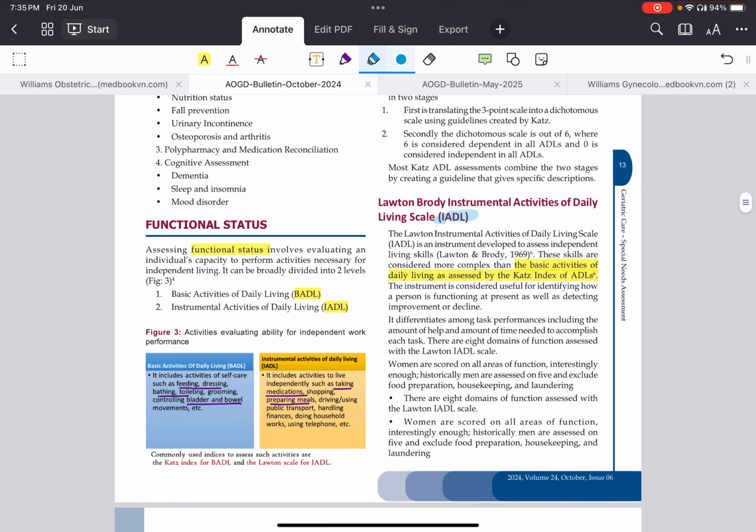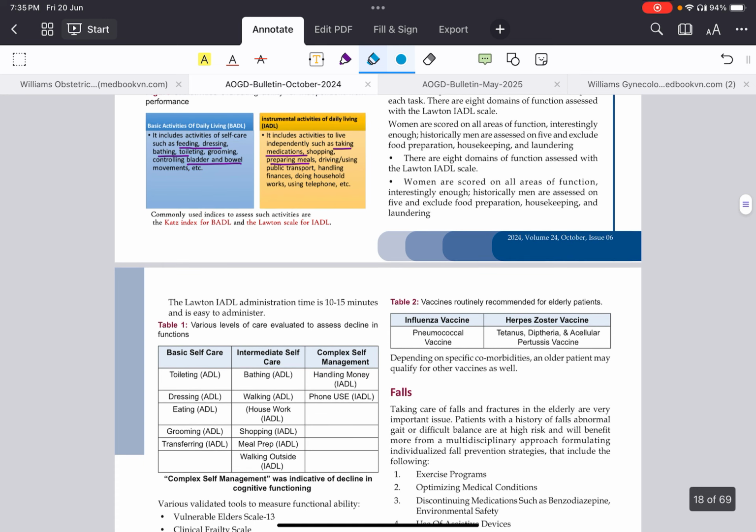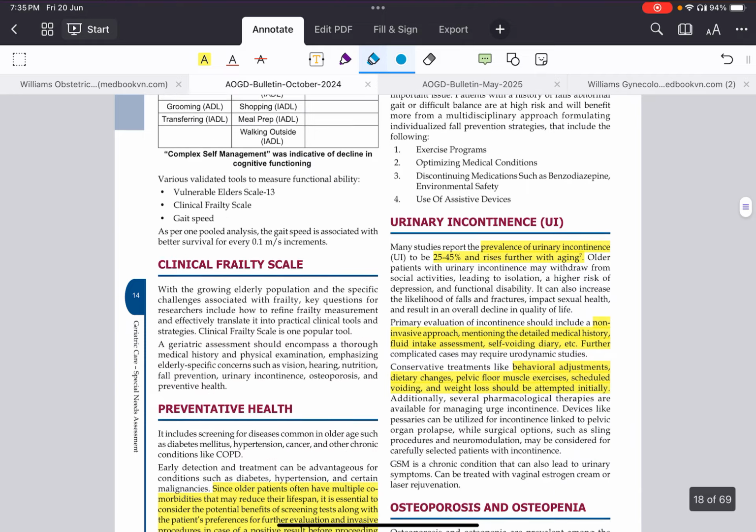So basically, the Katz index is the basic one. You can use that. Those are the basic activities, and instrumental activities are like going outside, shopping, taking medications, taking meals. These are instrumental activities.